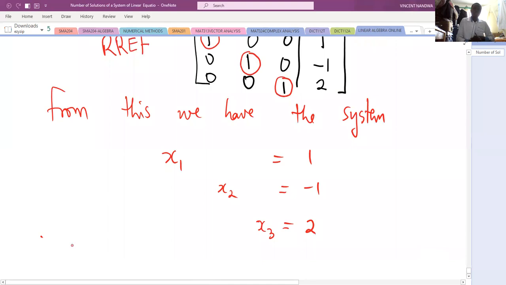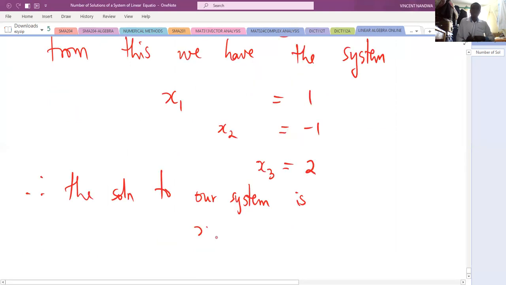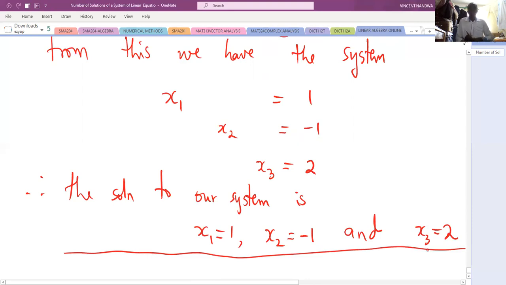So the solution to our system is x1 equals 1, x2 equals minus 1, and x3 equals 2. That is how we are supposed to solve that problem. Thank you. In the next video, we'll be demonstrating how to solve a system of linear equations which has 4 unknowns using the Gauss-Jordan elimination method.